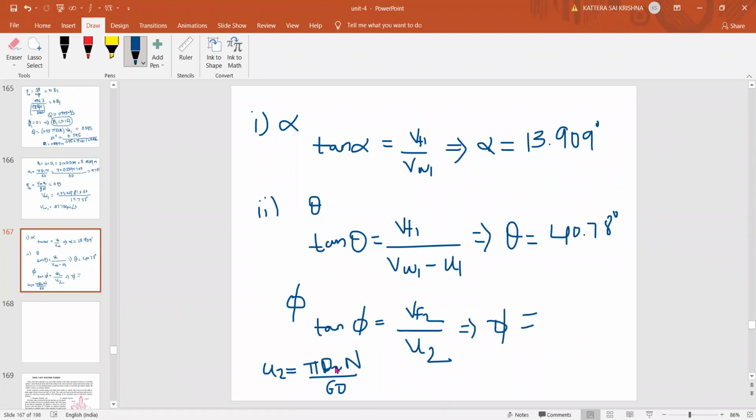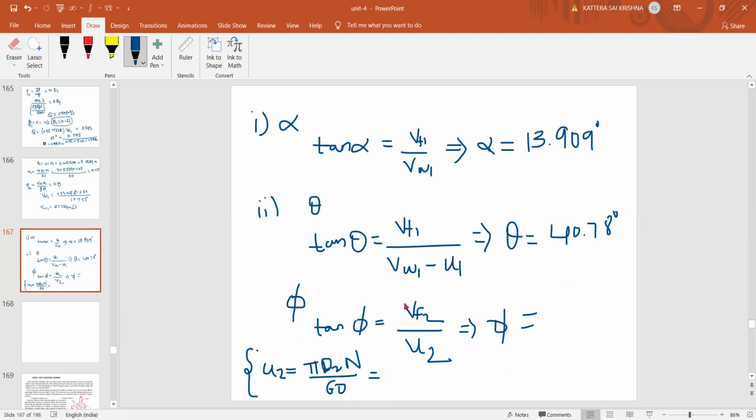D2 he has given in the first condition. What is that? D1 equal to 2 times D2. So D2 equal to D1 by 2, that you can use here. So instead of D2, you can write D1 by 2. Then you find the U2 value first, then substitute that U2 here. Intentionally, I gave this. I thought someone would ask, but nobody is asking. So first find U2 by using pi D2 n by 60.